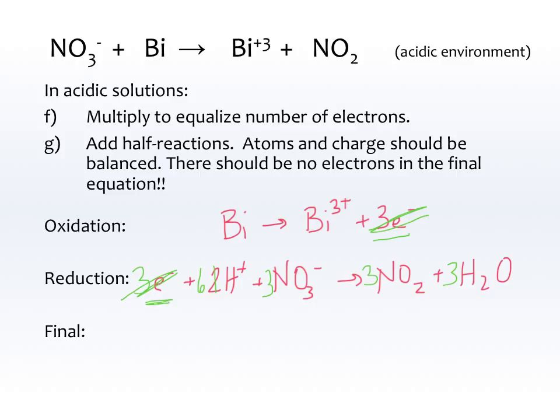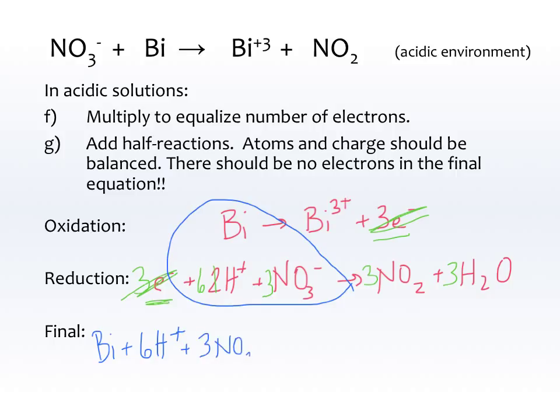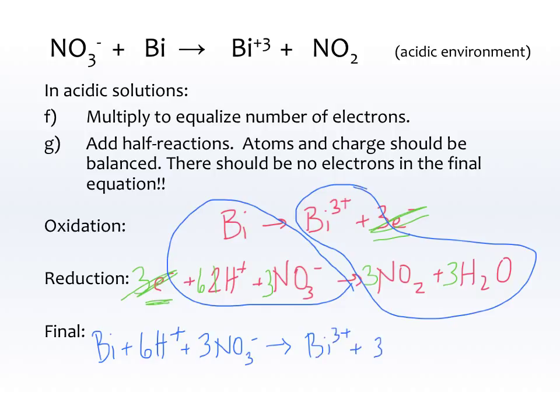so that for my final equation, I can just add them together. Everything on the left stays on the left. That would be a bismuth plus 6 H pluses and 3 nitrates. And then everything on the right stays on the right. That's Bi3 plus, 3 nitrogen dioxides and 3 waters.